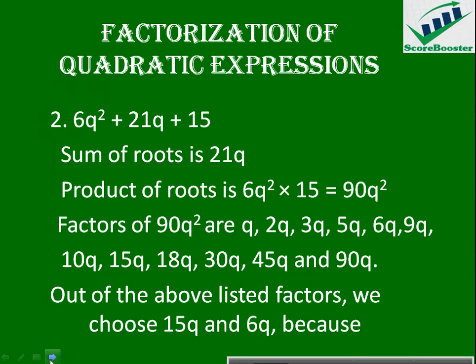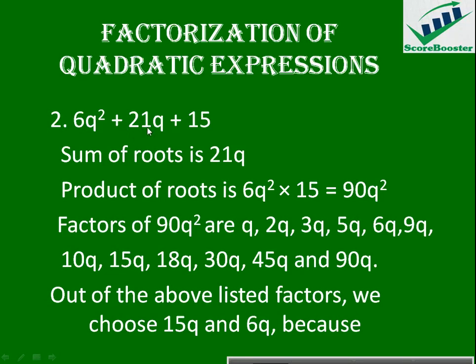So this should look simpler since we've explained the first question. 6q squared plus 21q plus 15. From here, q is the unknown. Like I've explained, the highest power of q is 2, which shows that this is a quadratic expression. The coefficient of q squared is 6, the coefficient of q is 21, and the constant term is 15.